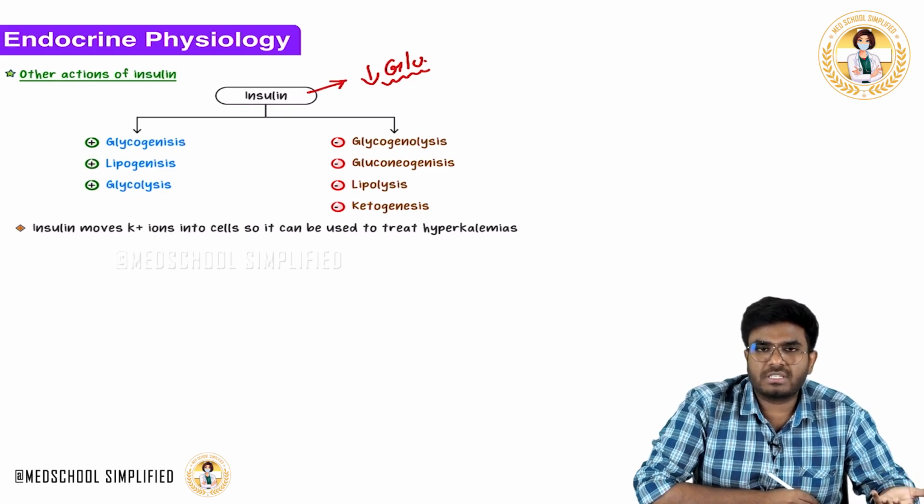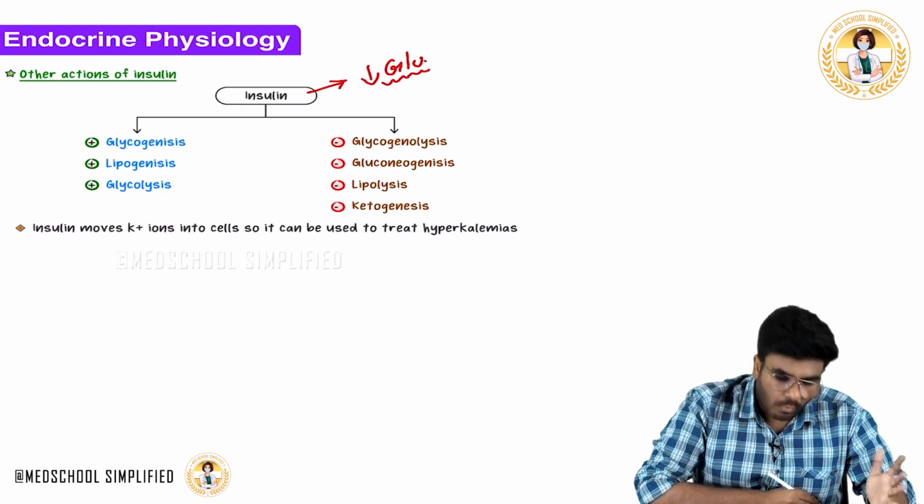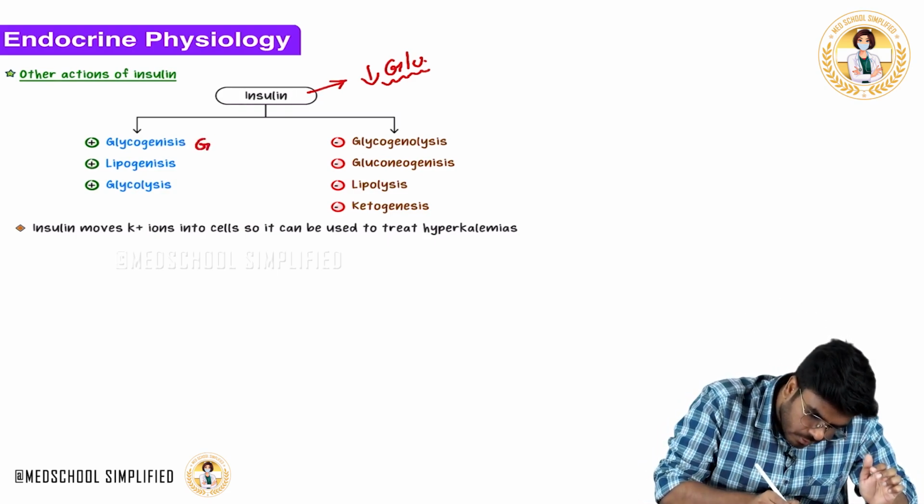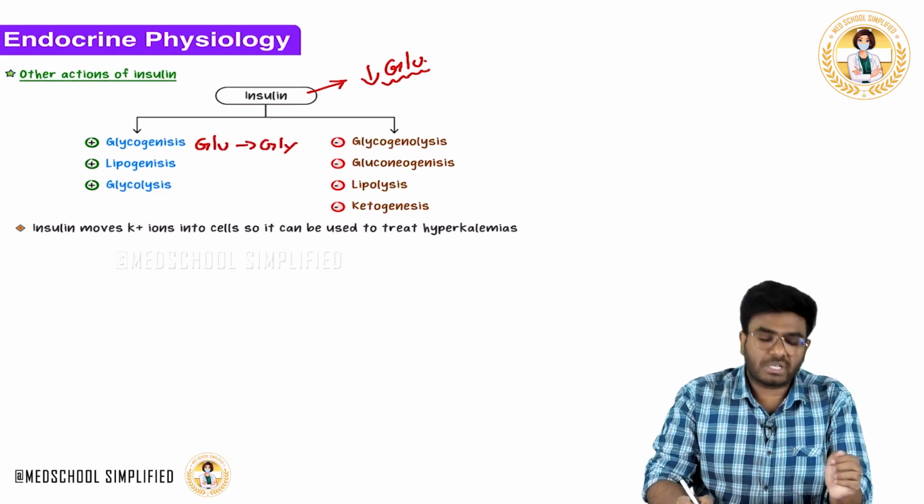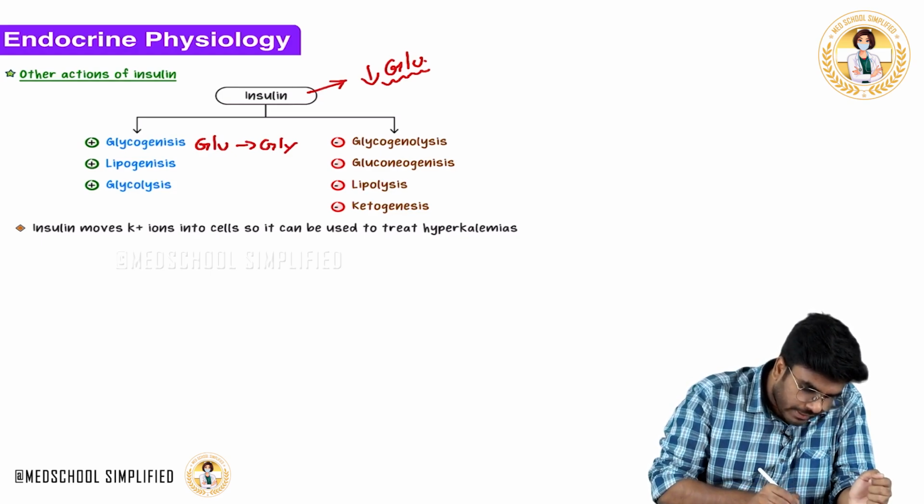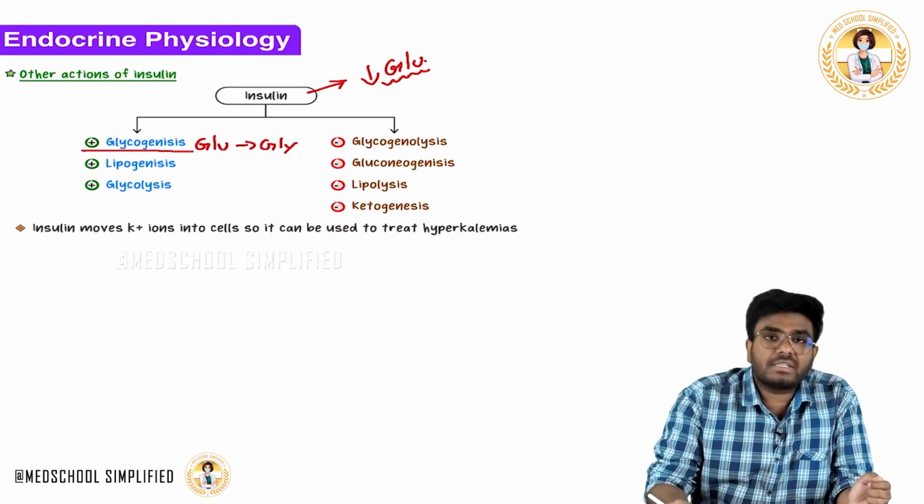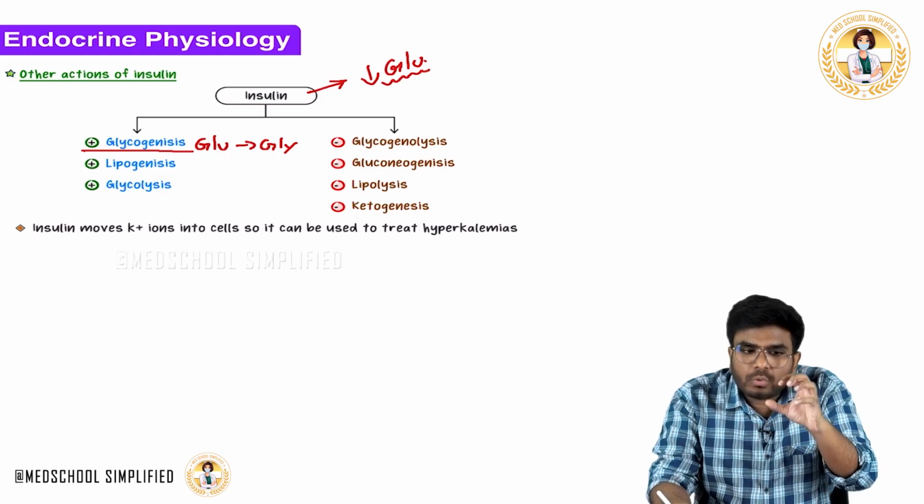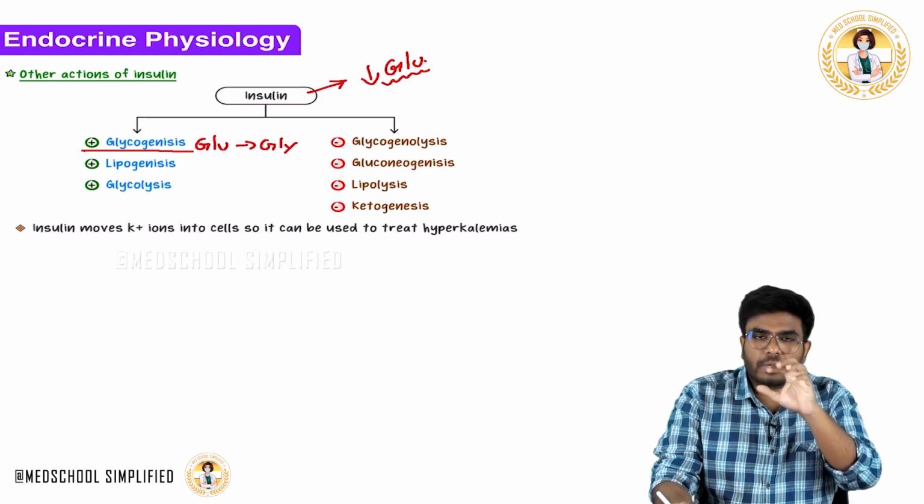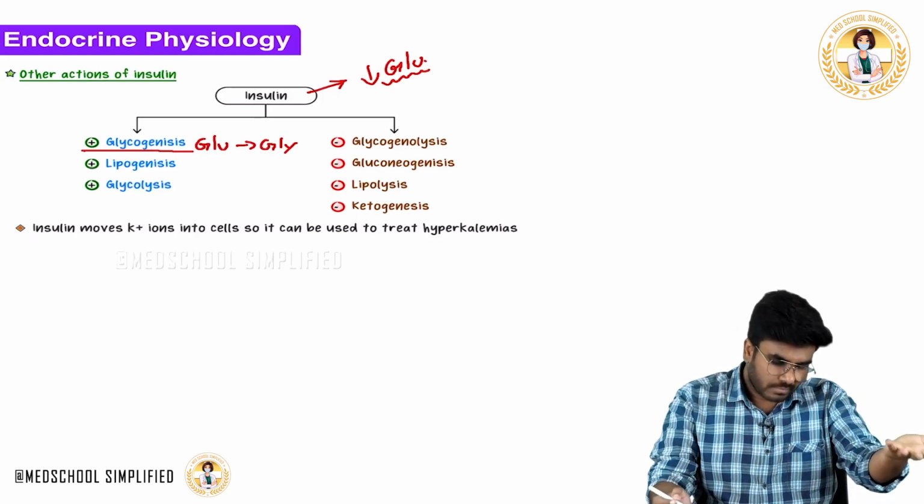What is glycogenesis? Glycogenesis is happening in the liver. It is the conversion of glucose into glycogen. So insulin, what is it doing? It is stimulating glycogenesis, so that glucose molecules from the blood are taken into the liver. The glucose will be converted into glycogen and stored in the liver.